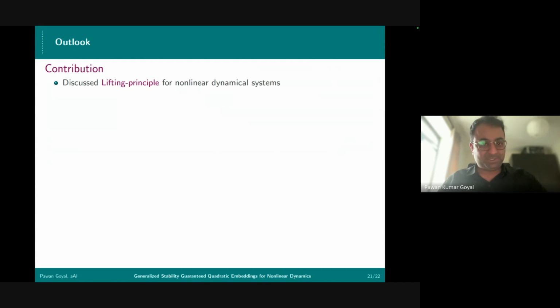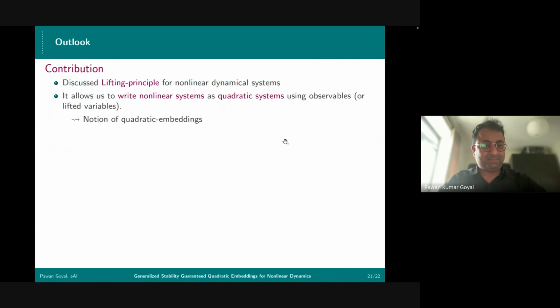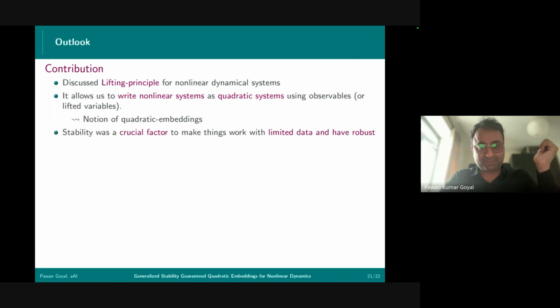Okay, this brings me to the conclusions. What we have discussed is the lifting principle for nonlinear dynamical systems. Basically, we discussed how we can write a nonlinear dynamical system as a quadratic dynamical system, but in the lifted space. And this lifting, this mapping from a nonlinear dynamical system to a quadratic one, is exact, not an approximation. That leads to the notion of quadratic embeddings.